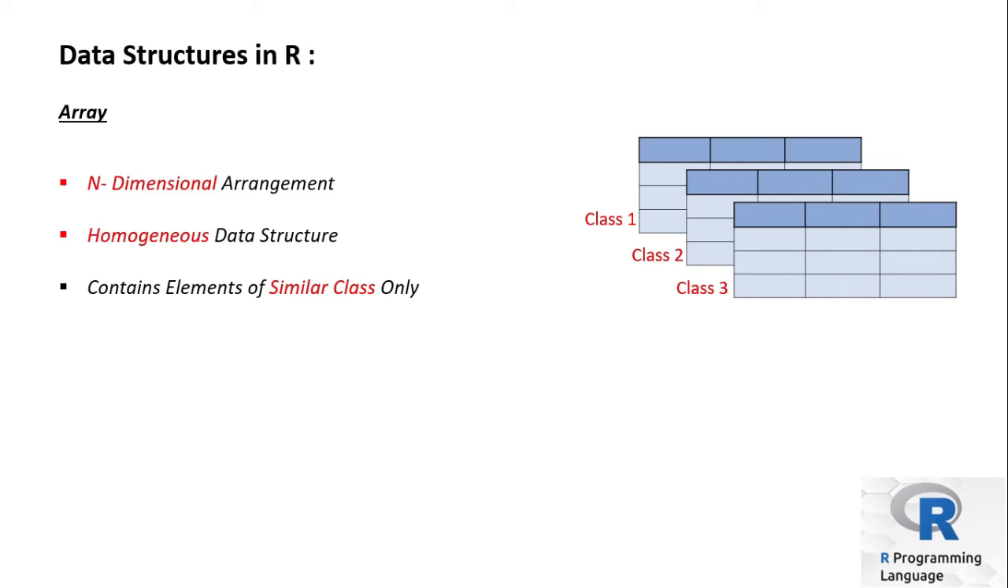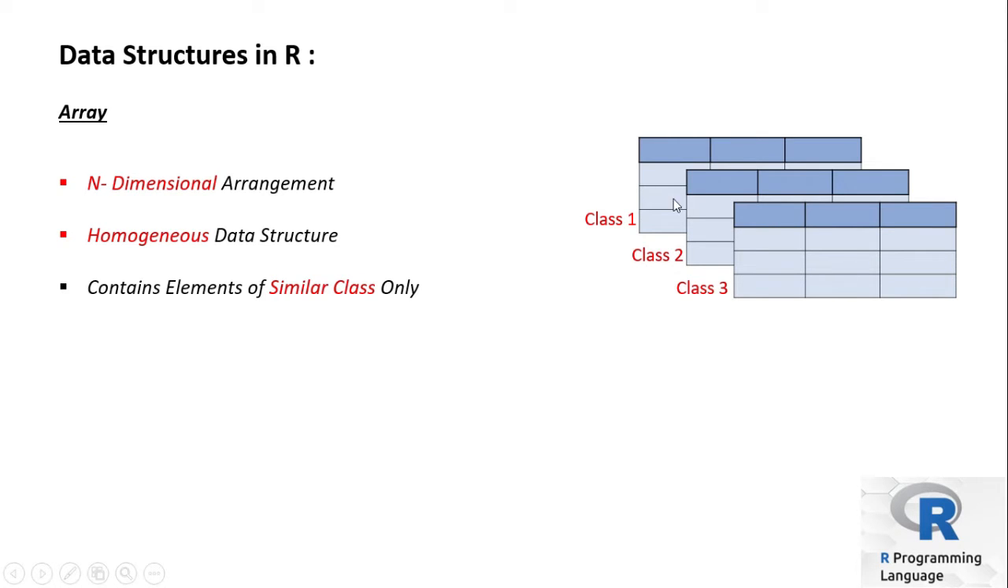Arrays are again n-dimensional arrangements. They contain elements of a similar class only. So in an array, you will not find different elements, like characters and numbers, together. It will either be characters only or numbers only.